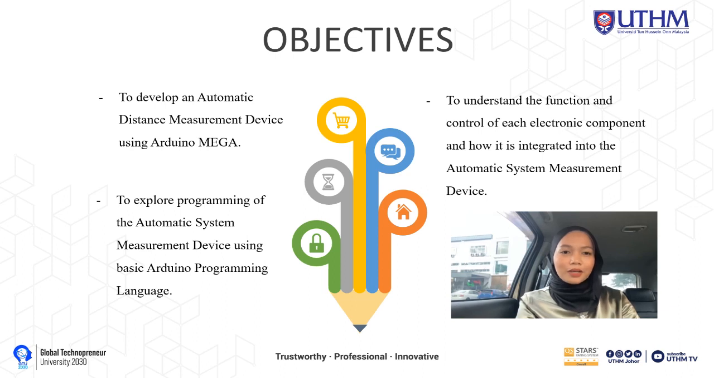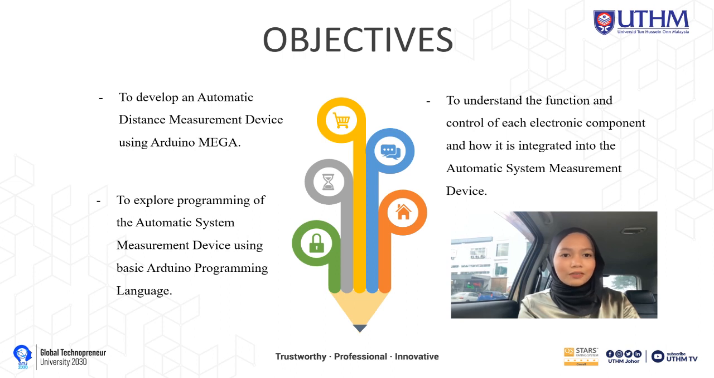Next, I will explain about the objectives of this study. The first is to develop an automatic distance measurement device using Arduino Mega. Second, to understand the function and control of each electronic component and how it is integrated into the automatic measurement system. The last one is to explore programming of the automatic measurement device using the basic Arduino programming language.